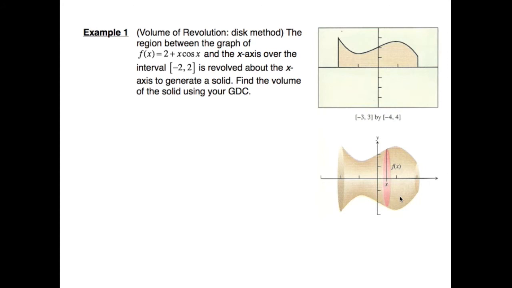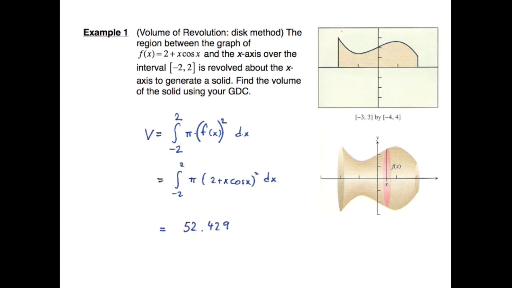So when we want to find the volume of this object, we will integrate from x equals -2 to x equals 2 of the area times dx. I haven't written it here, it's written later on. In this example, f of x is 2 plus x cosine x, so I can just substitute. The volume equals the integral from -2 to 2 of pi times (2 plus x cosine x) squared dx. And if we use our calculator, we find the answer 52.429.